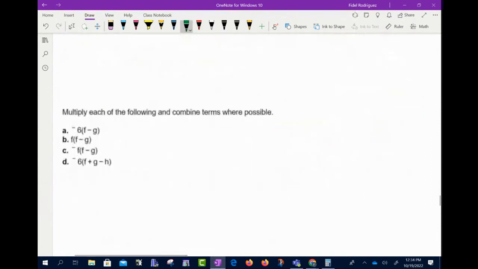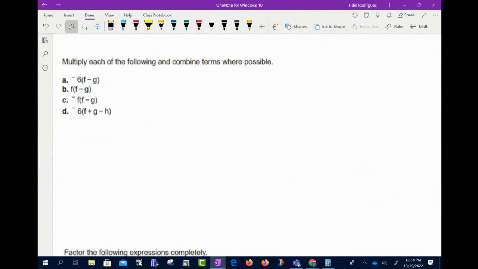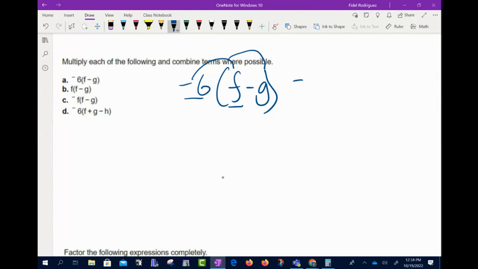Okay, so let me keep scrolling along here. It says multiply each of the following and combine terms when possible. All right, so let's see what we can do here, y'all. So look, I have a -6 and then I have an F minus G. All we're going to do, y'all, is just multiply. So look, -6 times F, -6F. A negative times another negative is a positive, and 6 times G is just a 6G.